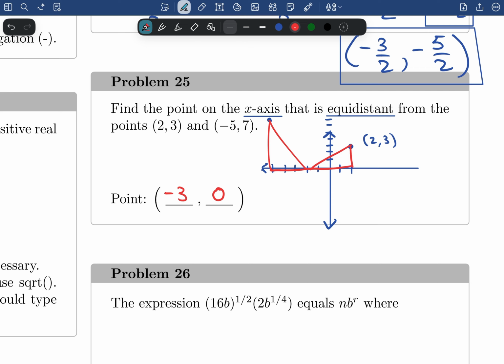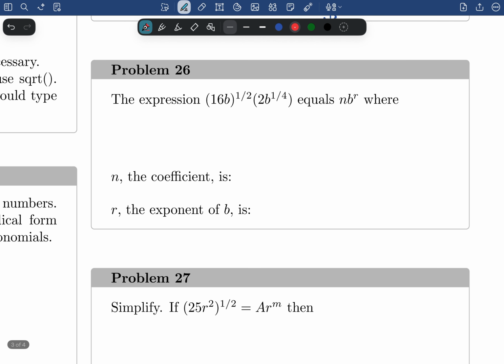This is a challenge problem that I'm going to leave you to think a little bit more about. Some of your problems are a little harder than the other ones. Good luck.